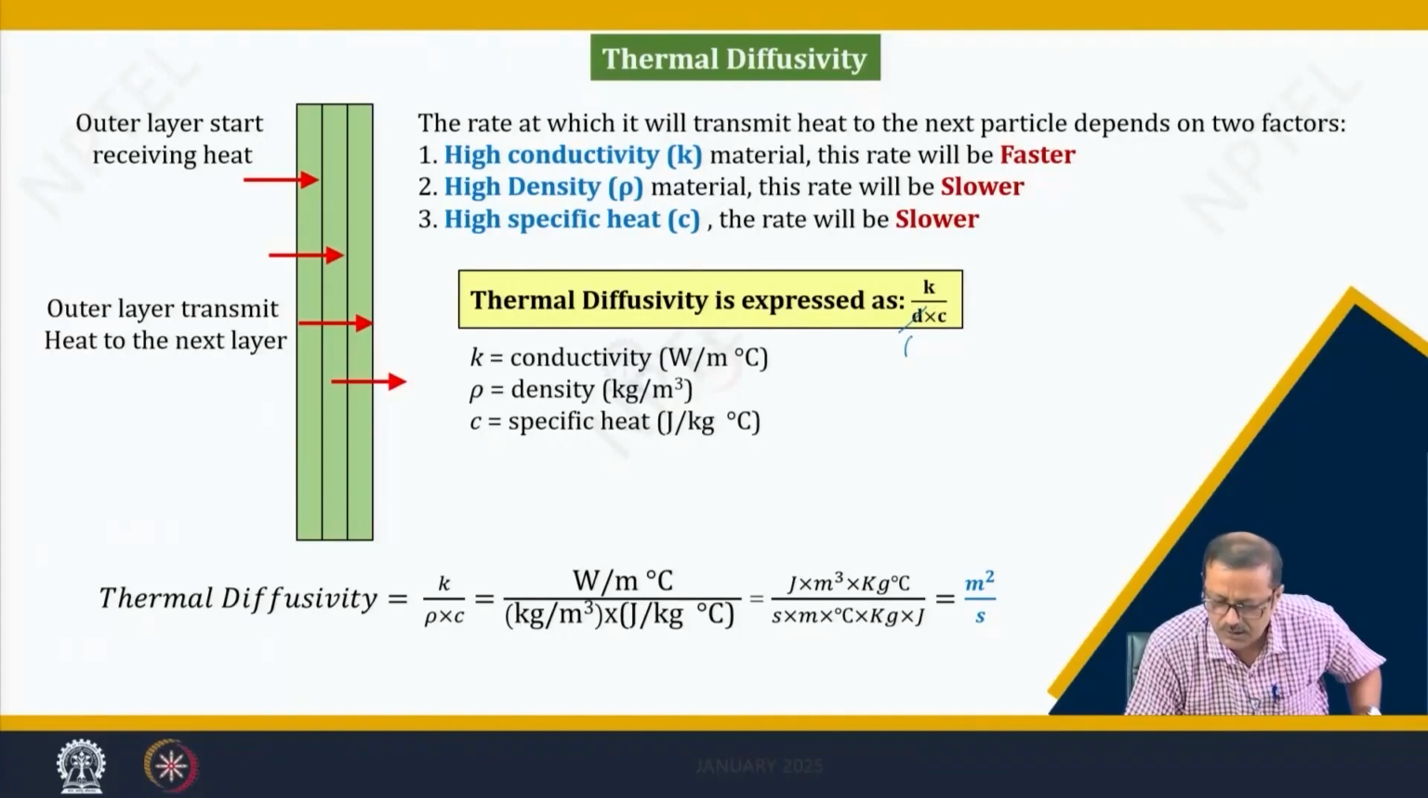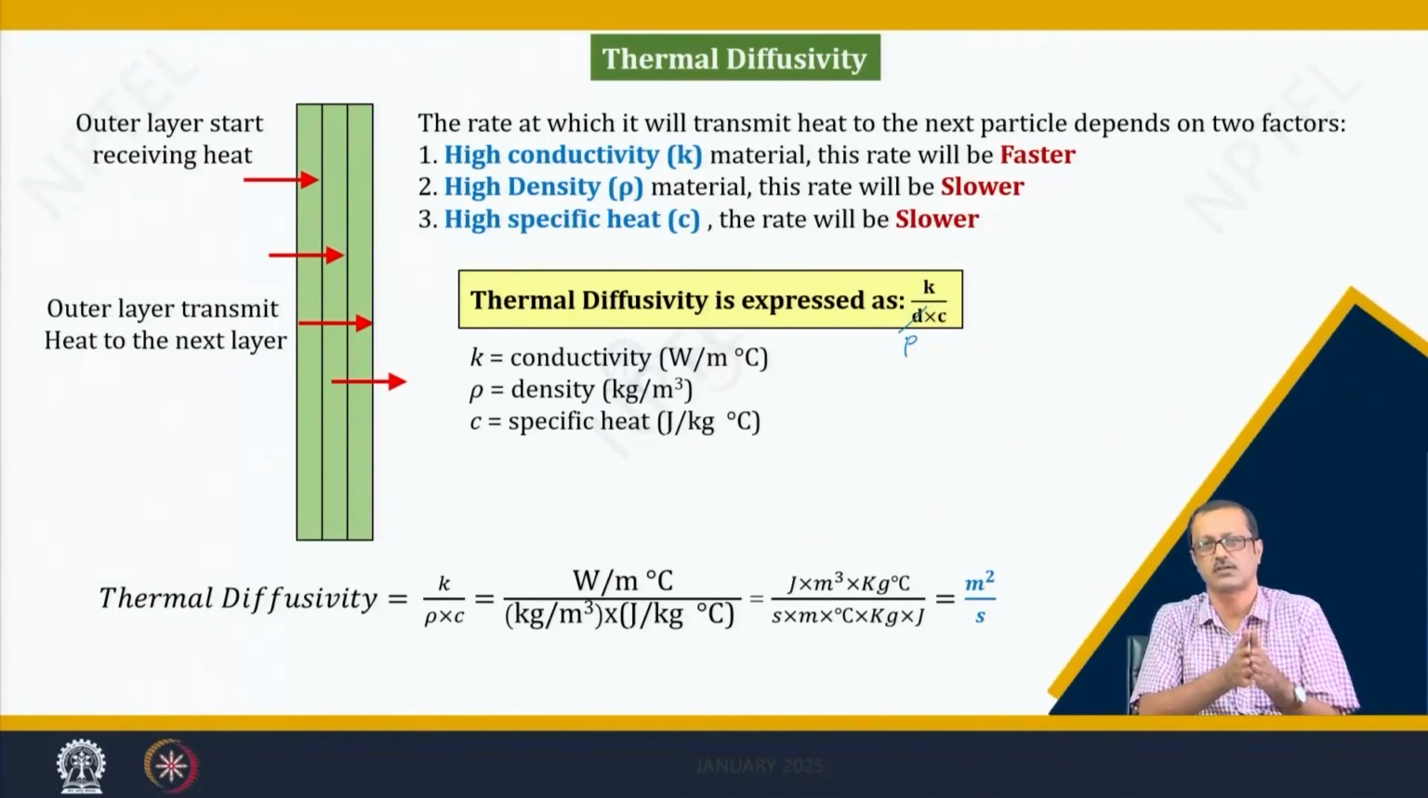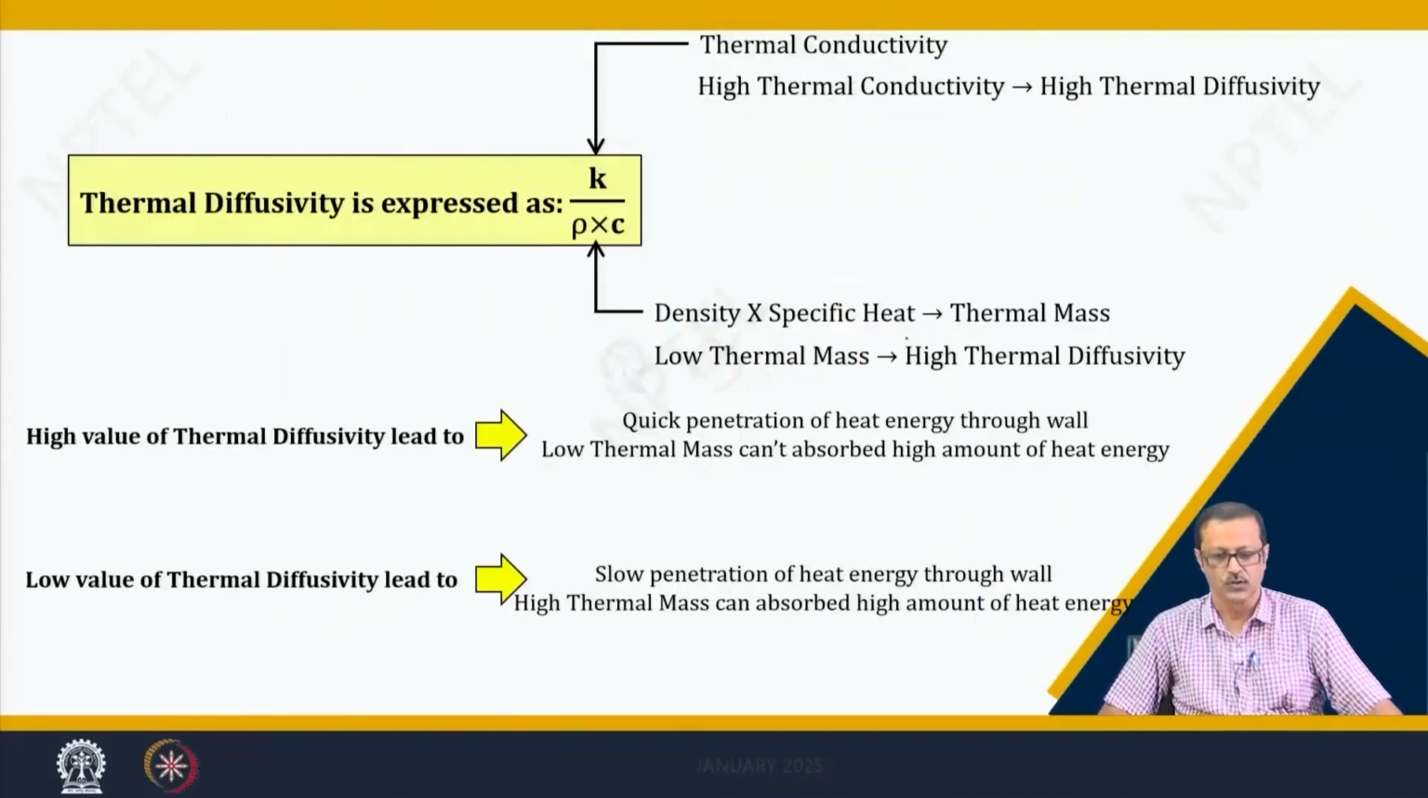I will change it to rho. So, this is called the thermal diffusivity. See, K divided by rho into C: if the K value is increasing, the thermal diffusivity is increasing, whereas if rho and C drop, it will also increase the thermal diffusivity. High thermal diffusivity means the heat will transmit from one layer to the other very fast.